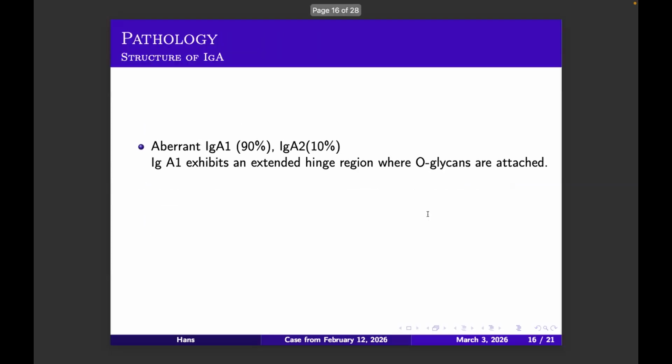So what is the pathology of IgA vasculitis? And that goes back to our IgA immunoglobulins, of which we have two kinds, isoforms. One is IgA1 and IgA2, and the IgA1 exhibits a hinge region, that is where the two Ys are coming together, which is extended and can be glycosylated.